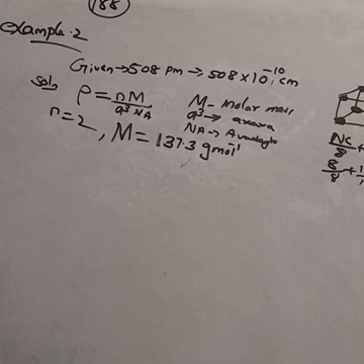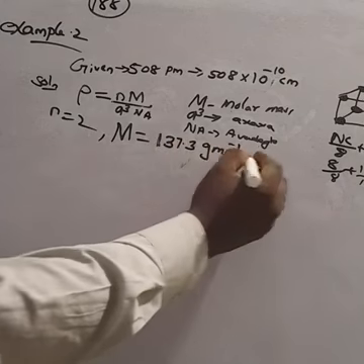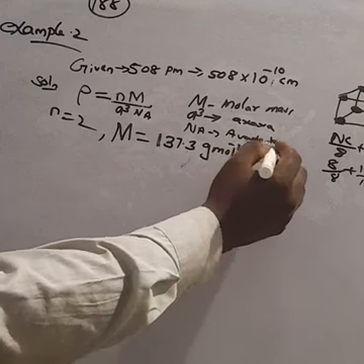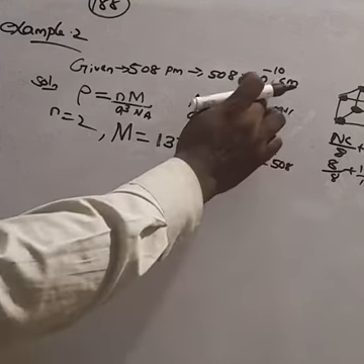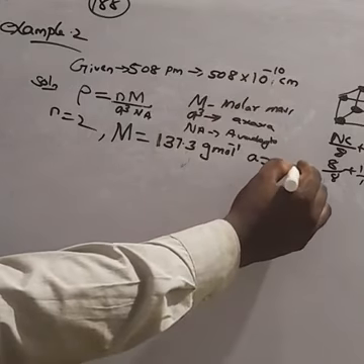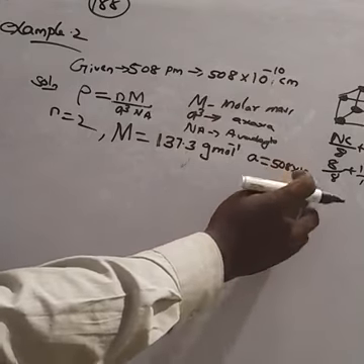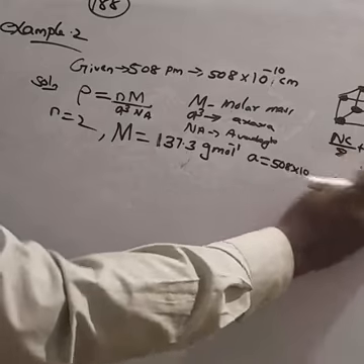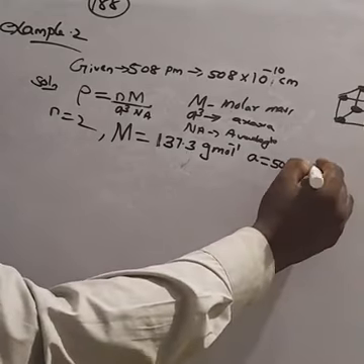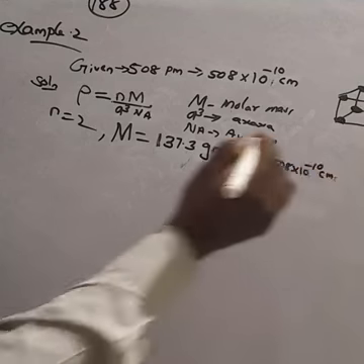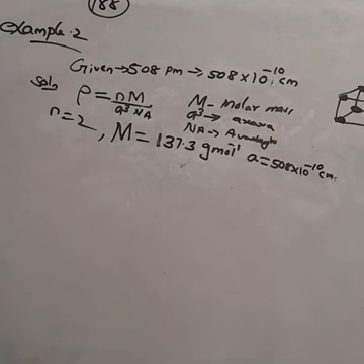Next, what about the A? A is given as per the formula A cube. A is given as 508 pm. Already I changed it, we can change it. That is 508 into 10 raised to minus 10 cm. Now we can substitute in the formula.